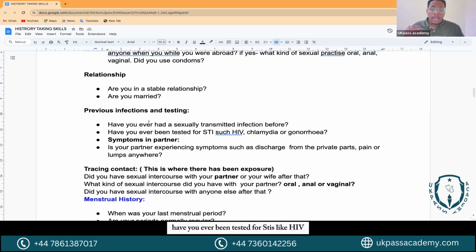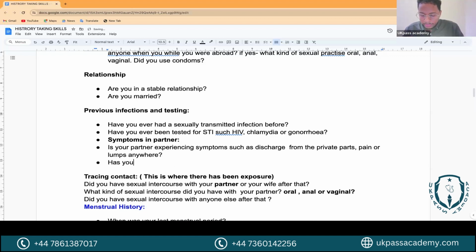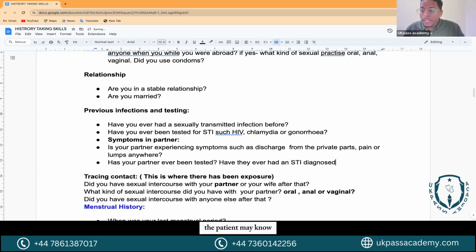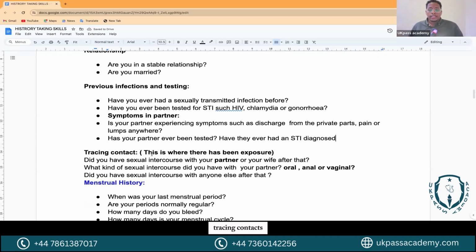Have you ever been tested for STIs like HIV, chlamydia, or gonorrhea? Has your partner experienced any symptoms such as yourself, any discharge, pain, or lumps in the private areas? Okay. Has your partner ever been tested for sexually transmitted infections? We need to be thorough. Have they ever had an STI diagnosed? The patient may know, may not know. You need to be thorough. Tracing contacts. This is the questions that tell you if this has been passed on.